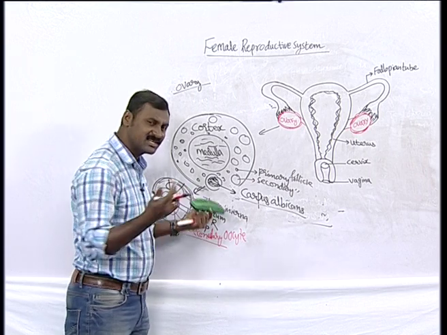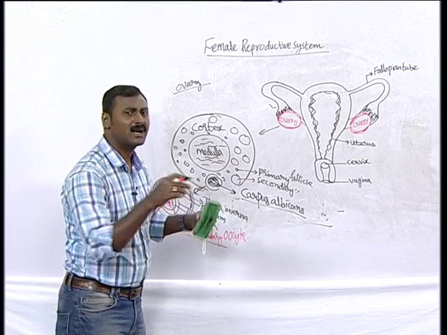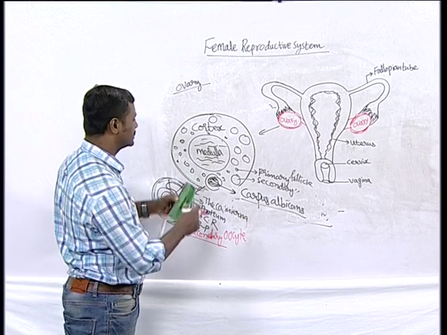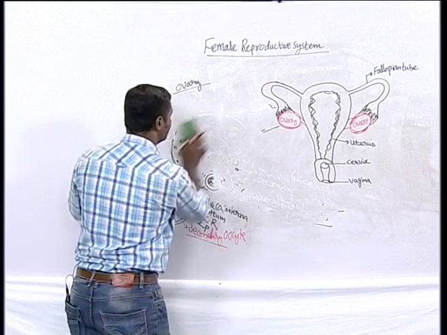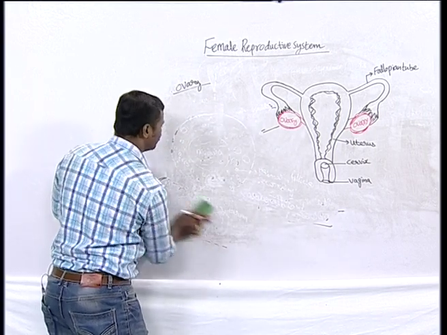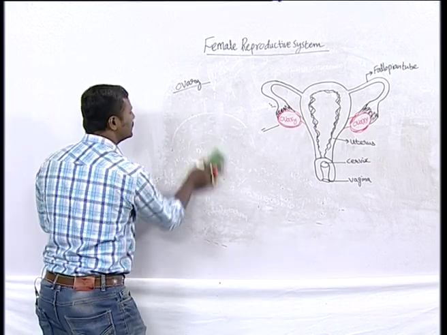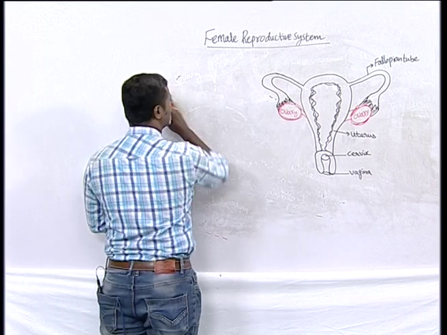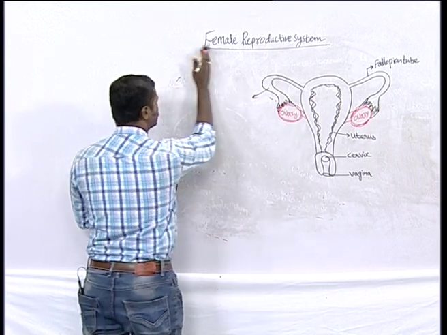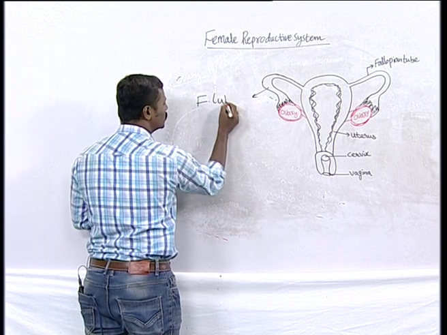If fertilization does not occur, what happens? Corpus luteum is going to become corpus albicans. So the ovary plays a very important role in fertilization and also implantation. Another thing we are going to discuss is the tubes. Let us move to this tube. You know what this tube is? Fallopian tube.